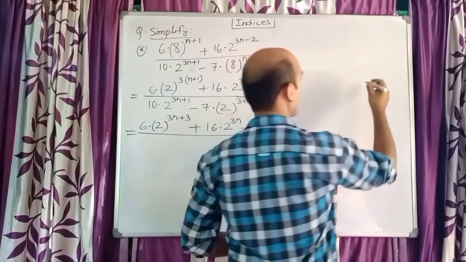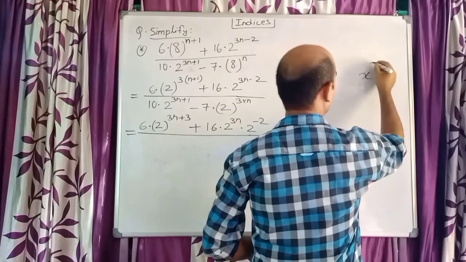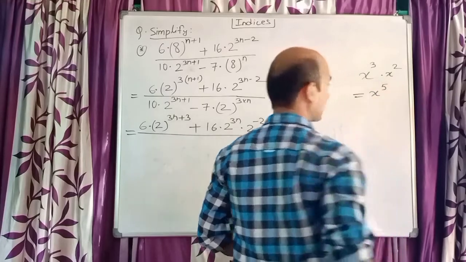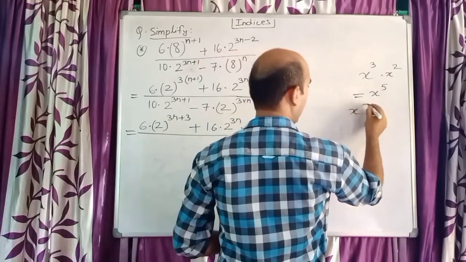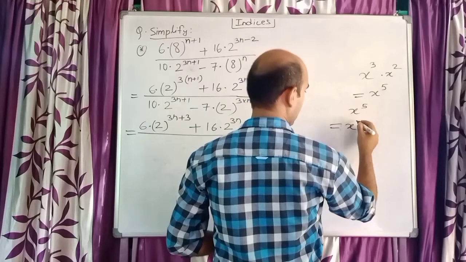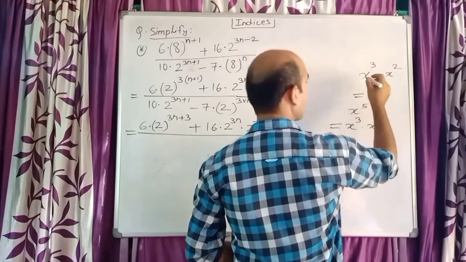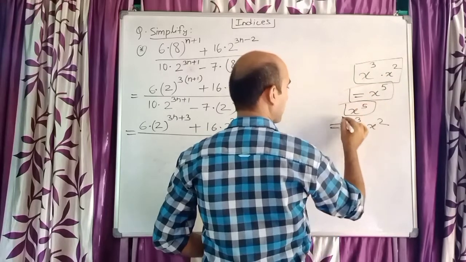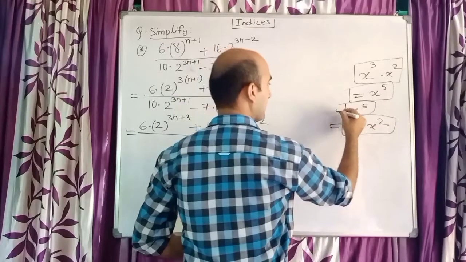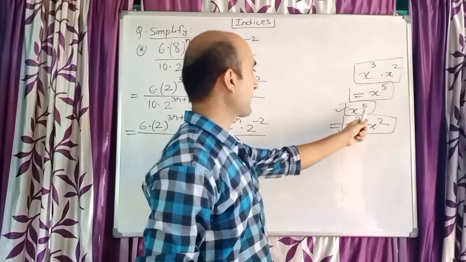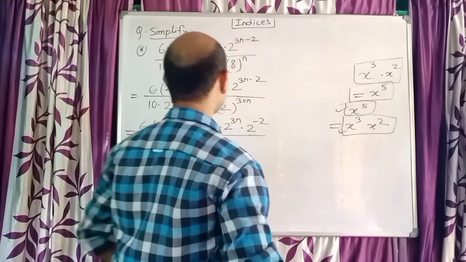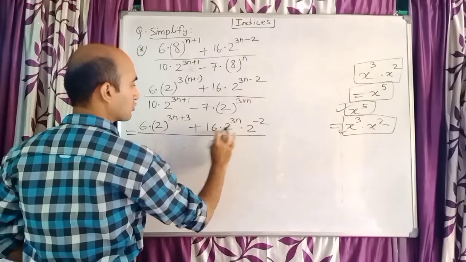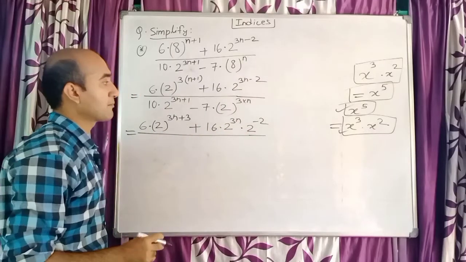For example, I want to give you one example here. Suppose I have x^3 into x^2, I write x^5. That means when I have x^5, I can also break it into two parts, x^3 · x^2. That means if this part can become this, then this part also can become this. I am breaking a single power into two parts, so in the middle you should put multiplication.